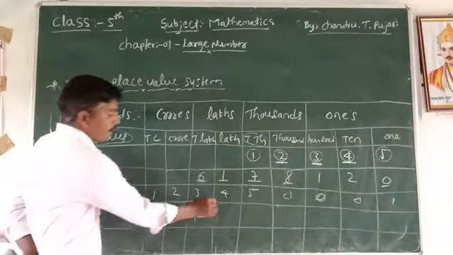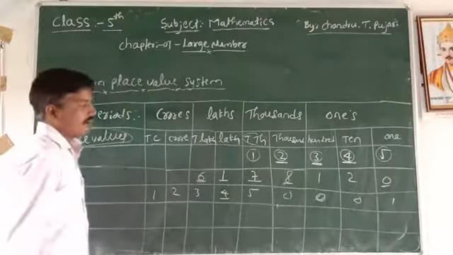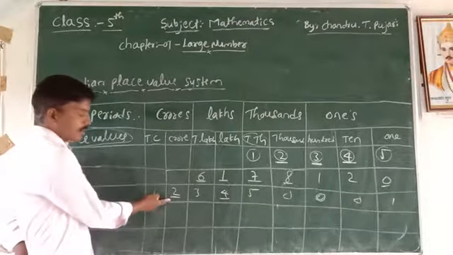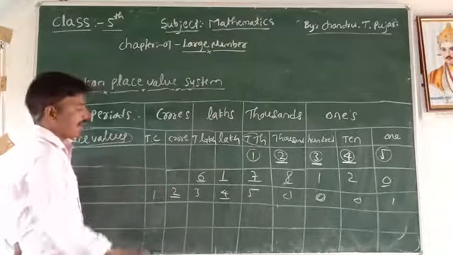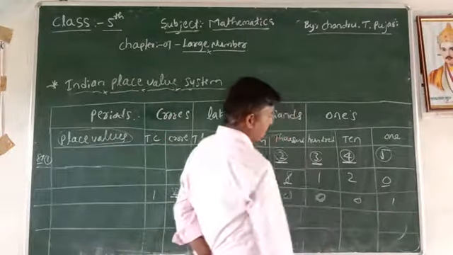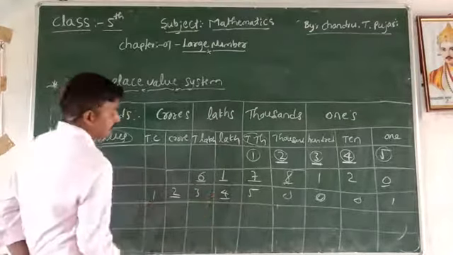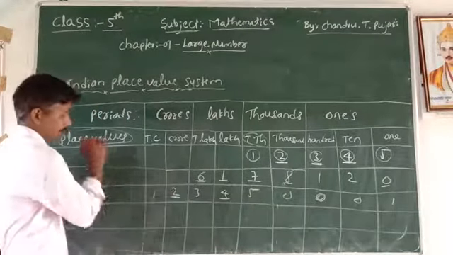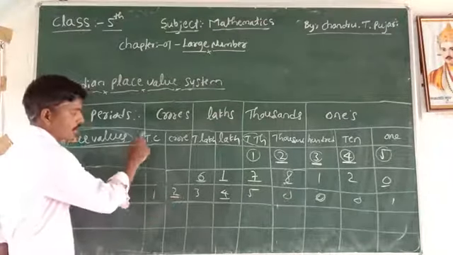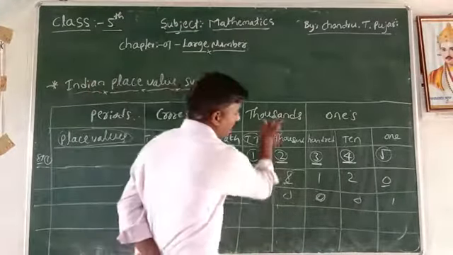What is the place value of 4? Place value of 4 is lakh. Place value of 2 is crore. The place value of crore means 2 into crore is 2 crore. And how can we read this one? Unit place, 10 place, 100 place, 1000, 10,000, lakh, 10 lakh, crore, 10 crore. Therefore, it is 12 crore, 34 lakh, 50,001.